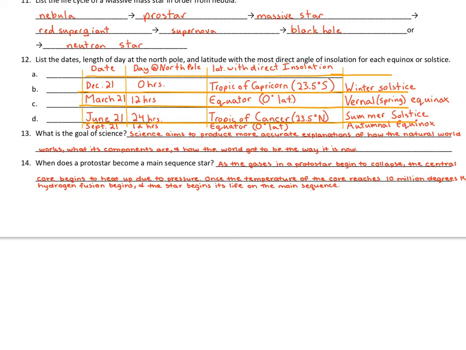Awesome. What's the goal of science? Very simple. To understand the natural world. The rest of this definition is great. All right. When does a protostar become a main sequence star? I said it before, I'll say it again. When hydrogen fusion begins in the core.